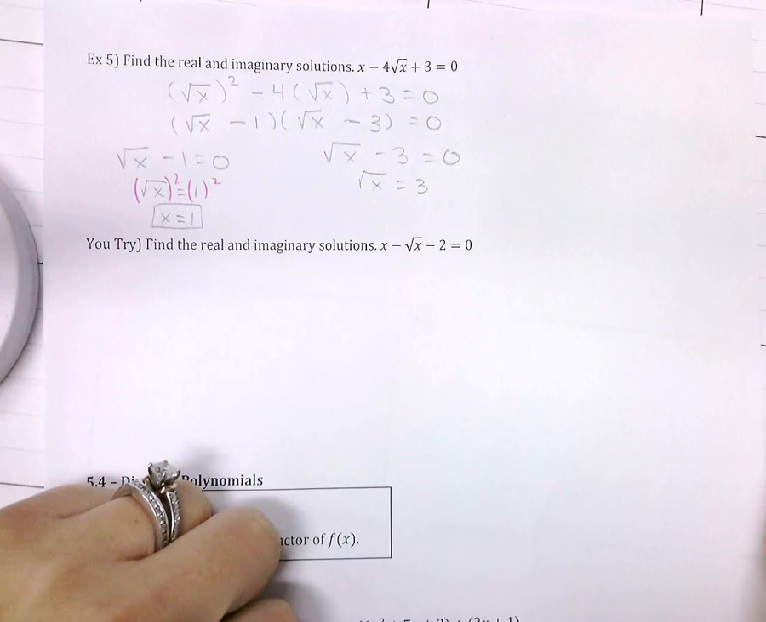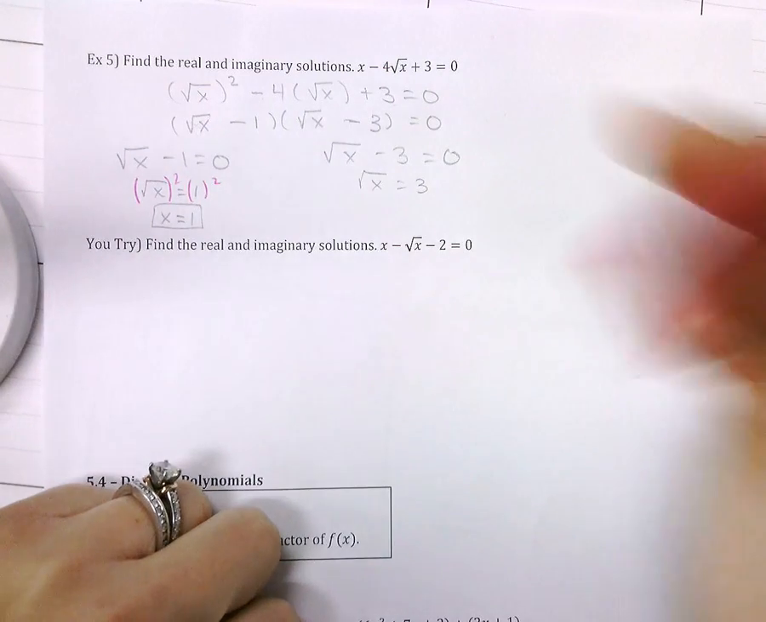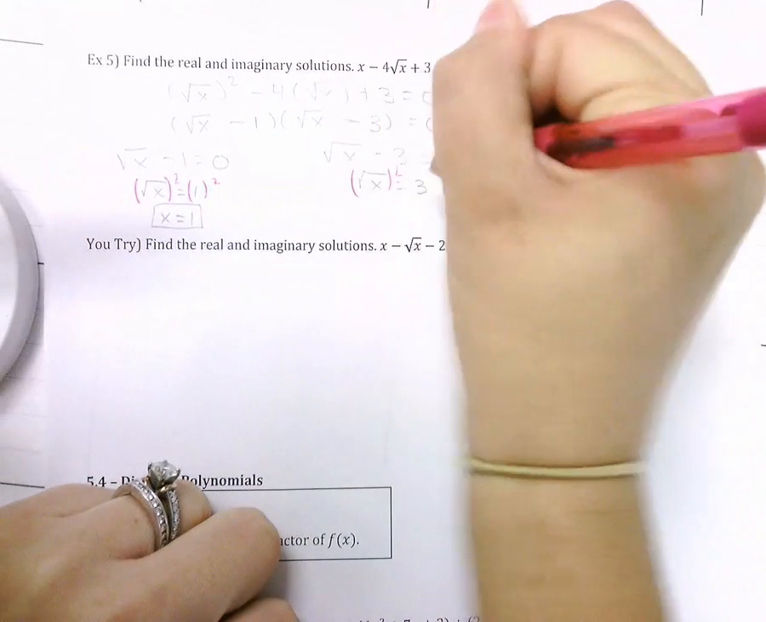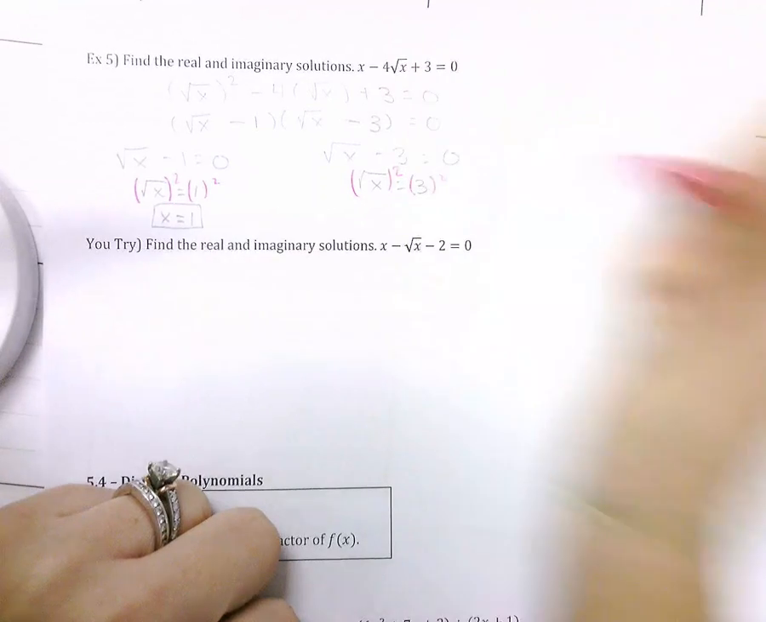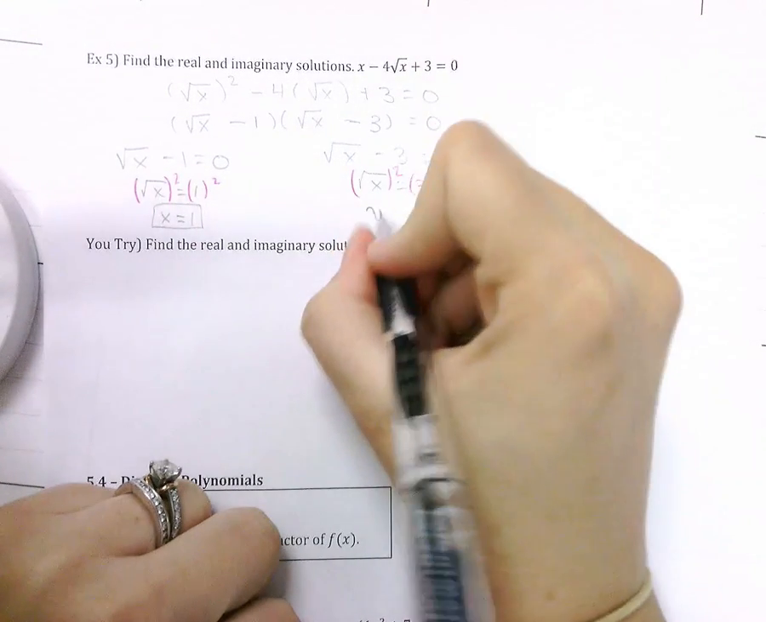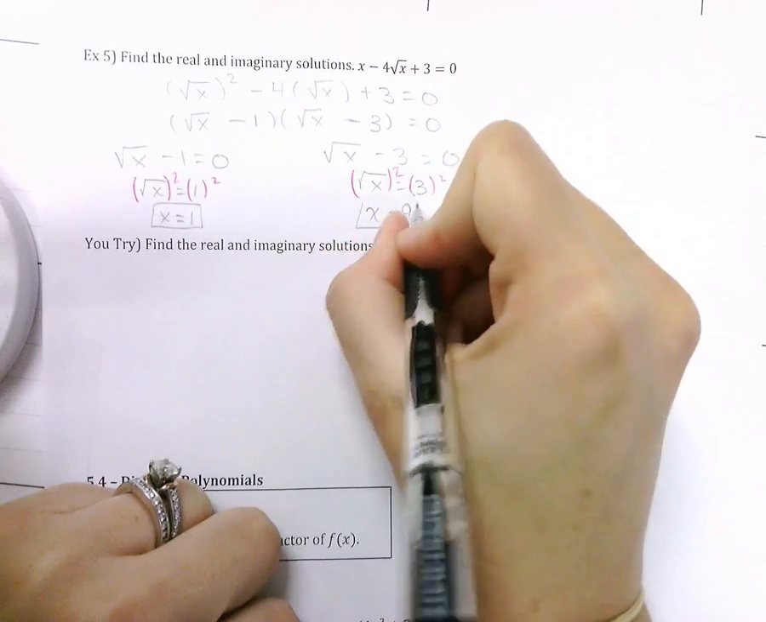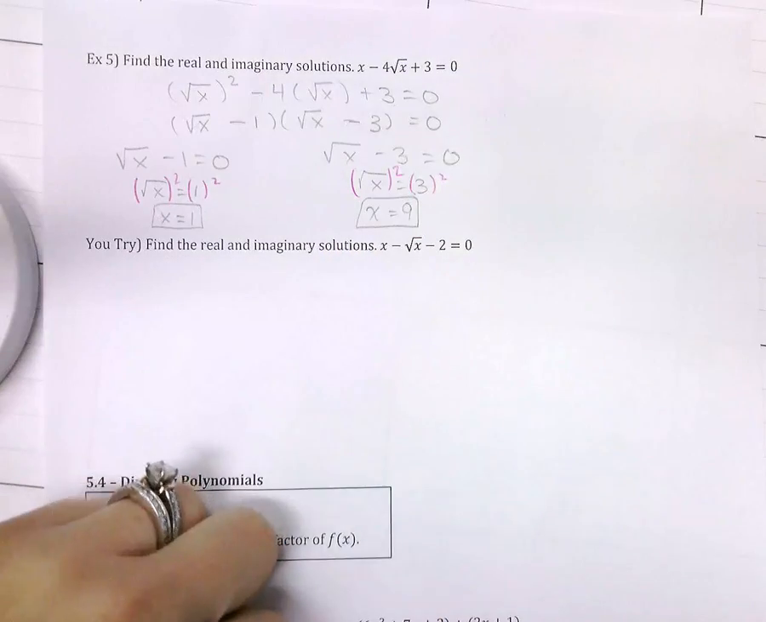So x equals 9? Yeah. You square both sides, and you get x equals 9. That's it, right? We don't have to do anything else? That's it.